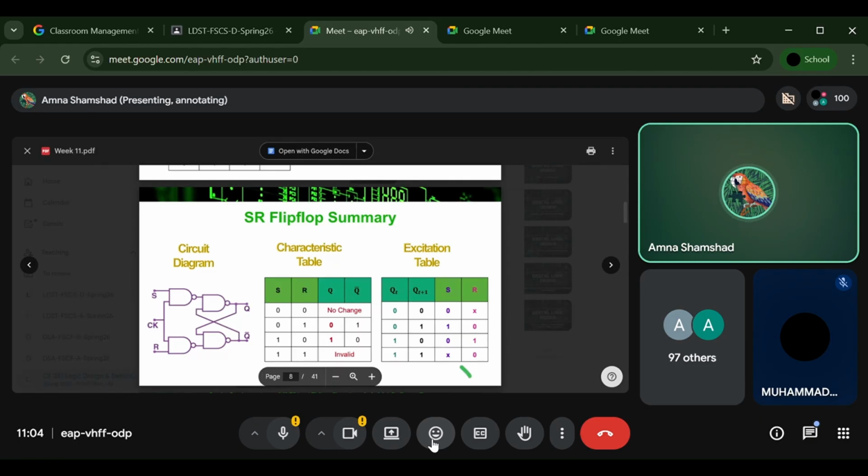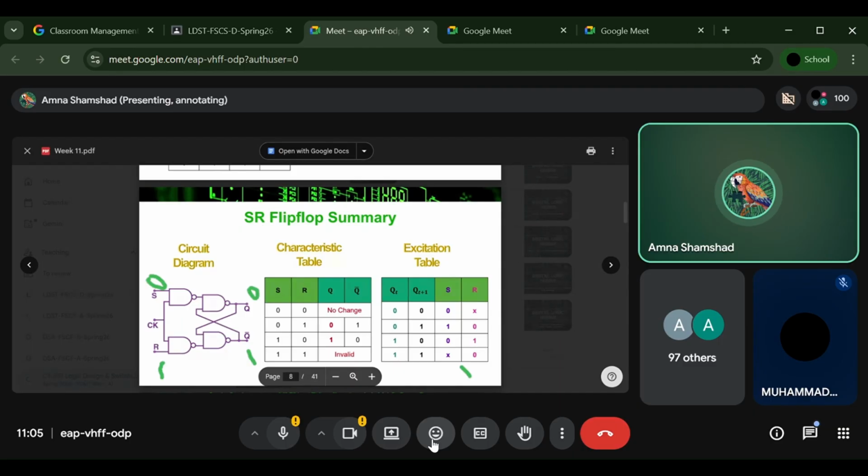Let's assume that initially you have 0 and 1 on your output. For example, assuming that initially this Q is 0, and obviously if Q is 0, then Q bar is 1. Okay, initially Q is 0, Q bar is 1. And I will check, let's say, this second combination, 0 1. It means I am applying 0 on S and 1 on R. So how will this work?